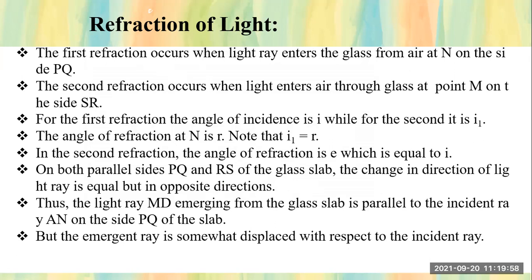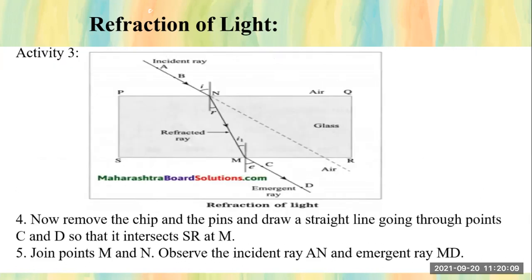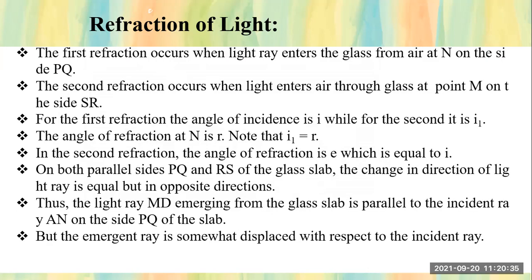Thus, the light ray MD emerging from the glass slab is parallel to the incident ray AN on the side PQ of the slab. Hence, students, it is equal and opposite. Hence, the incident ray and the emergent ray are both parallel to each other. If these changes are not equal and opposite, then the incident ray and emergent ray would not be parallel to each other. They might be inclined in some other position, right? But the emergent ray is somewhat displaced with respect to the incident ray.